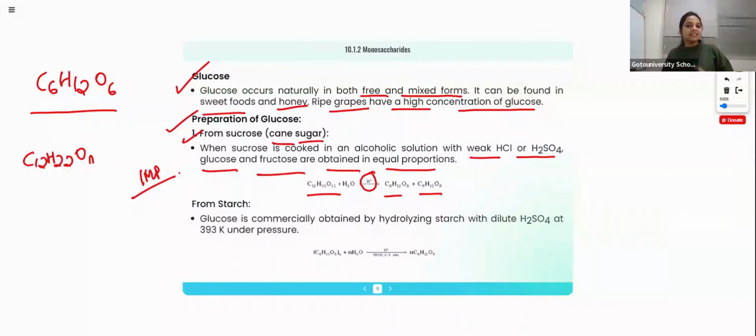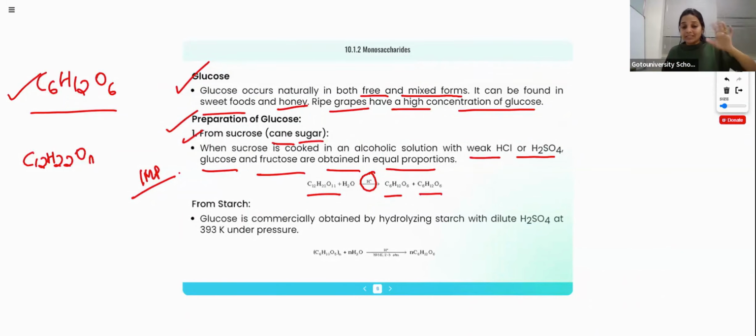See, the thing is, this is not two glucose molecules. Glucose molecule and fructose molecule have the same formula, C6H12O6, that we know, right? Then what is the difference between them? There is a structural difference between glucose and fructose. But anyway, the formula is same, C6H12O6.